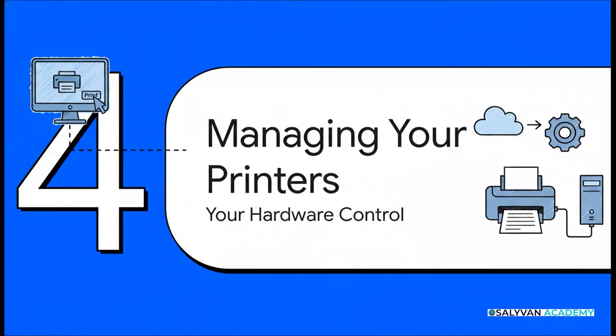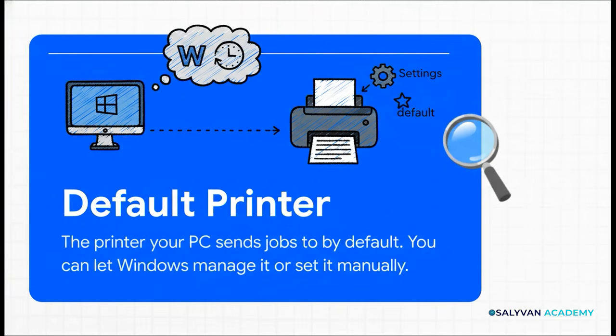Okay, so you've clicked Print, but where does your document actually go? This is where we shift from the software side of things to the hardware. Let's take a look at how Windows actually talks to the physical printers you have hooked up. So your computer needs to have a favorite, a go-to printer. We call that the default printer. It's the one that automatically gets the print job, unless you tell it otherwise.